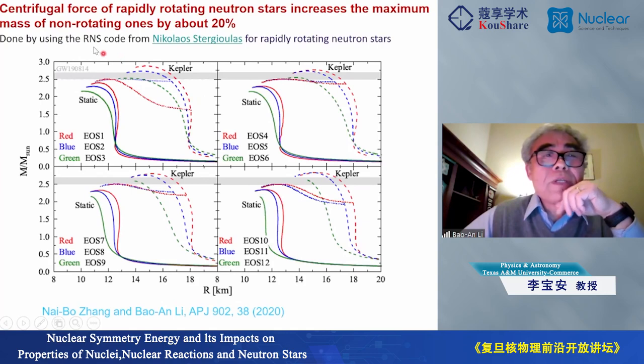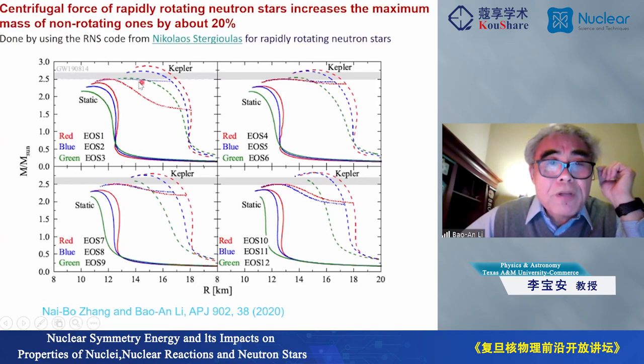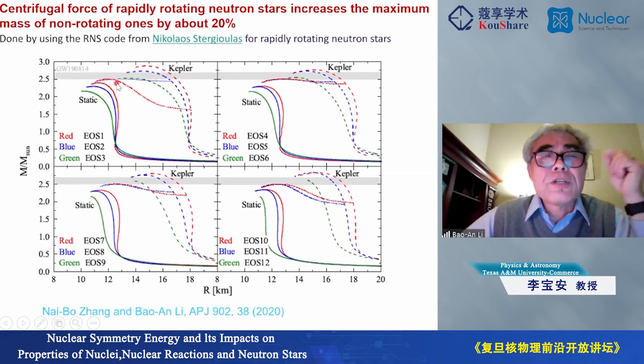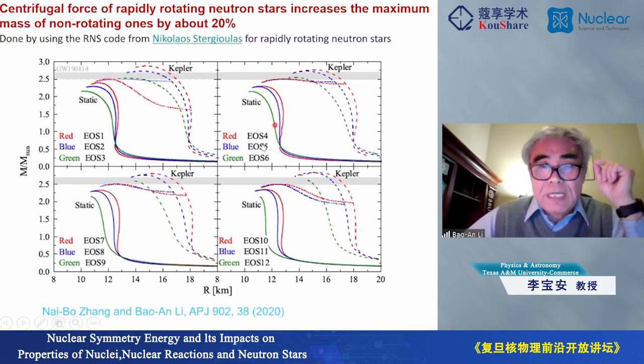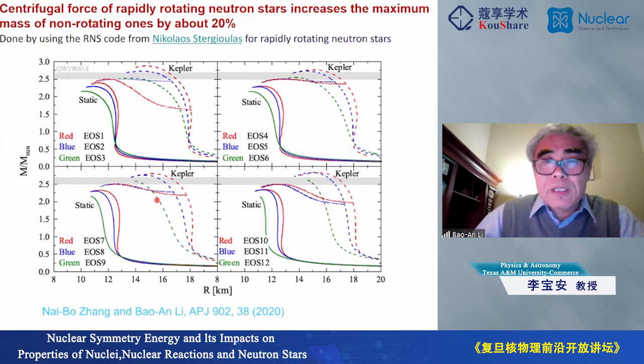We use the well-known RNS code. So here shows you that if you have such a set of equations of state without rotation, they have this kind of mass-radius correlation. The maximum mass here is about 2.4. At the Kepler frequency, you can easily go above the 2.6 limit. And this dashed line here and this here shows you the frequency necessary to give you a mass of 2.5 solar mass. Okay, this is the number we want to find by calculating using different equations of state.